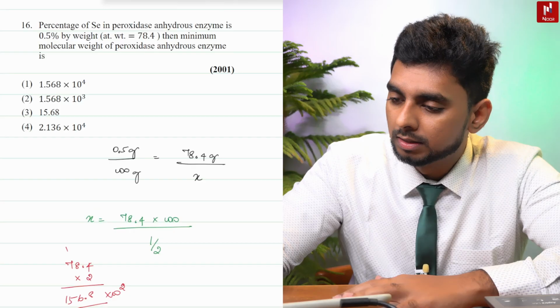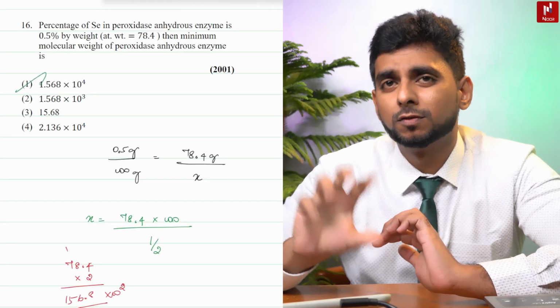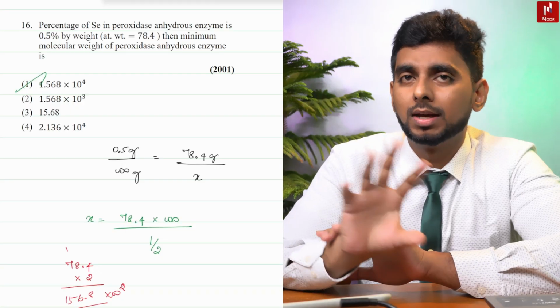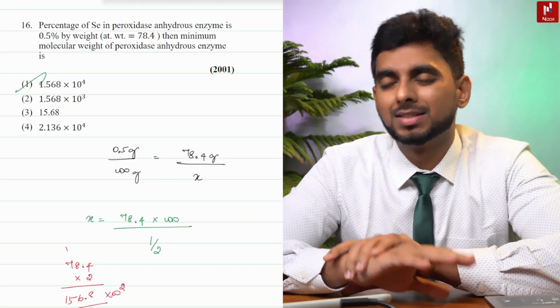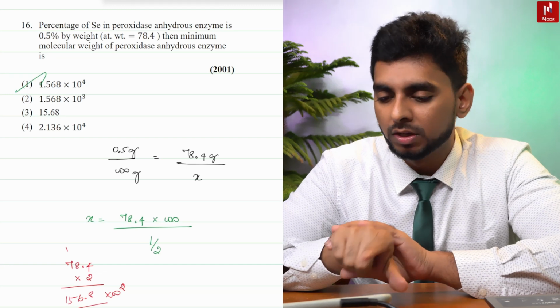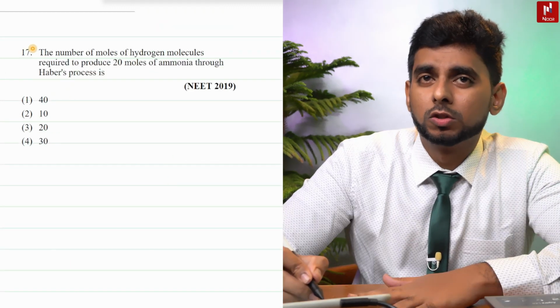Simple sum. Just the ratio logic, you'll end up getting the answer, right? I just know the molar mass of one element. I am just going to compare it with the entire enzyme. So if I do the ratio logic, I'll get the answer, right? Simple, straight away, one step sum. You shouldn't have any doubt on the sum. It should be clear. Let's move to the next one. This sum is also a simple one.